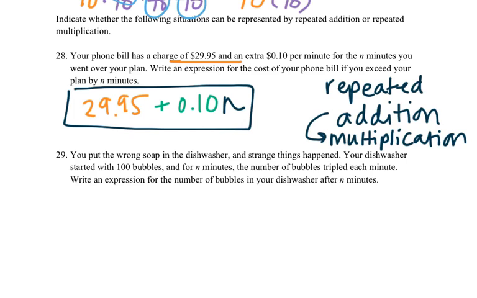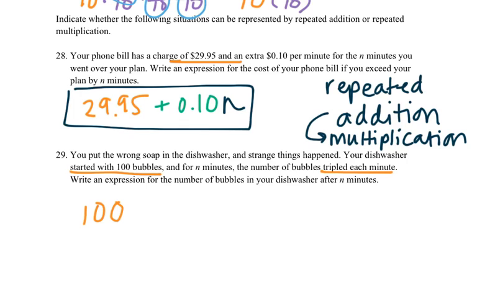All right, last but not least, you put the wrong soap in the dishwasher and strange things happen. That's a true statement. Your dishwasher started with 100 bubbles, and for n minutes, the number of bubbles tripled each minute. Write an expression. Oh, it does ask us to do that. For the number of bubbles in your dishwasher after n minutes. Okay, so we know we're starting with 100.